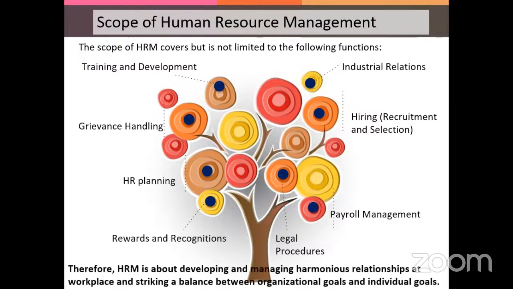Okay, so you have HR planning, rewards and recognition, grievance handling, training and development, industrial relations, and hiring, where you talk about recruitment and selection. You have payroll management, legal procedures, and every other aspect. You also talk about the area of information technology and management. These are very, very important aspects of human resource management. What we see on the screen does not cover all, but these are some of the critical aspects. Therefore, human resource management is about developing and managing harmonious relationships at the workplace and striking a balance between organizational goals and individual goals.